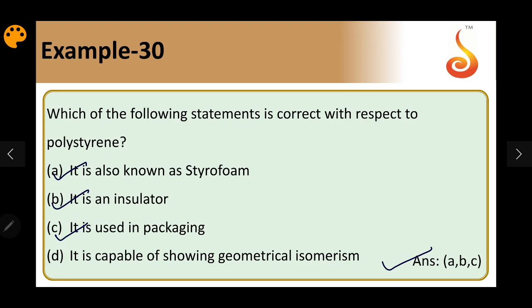Okay, so these are the questions I thought I'd discuss with all of you in the chapters aldehydes, ketones, carboxylic acids and polymers. Thank you.